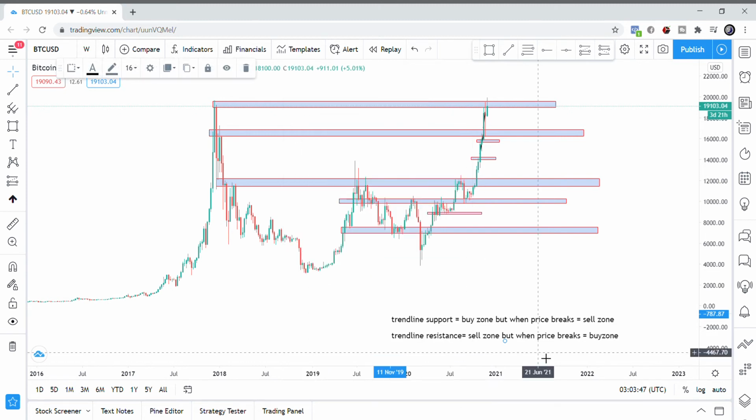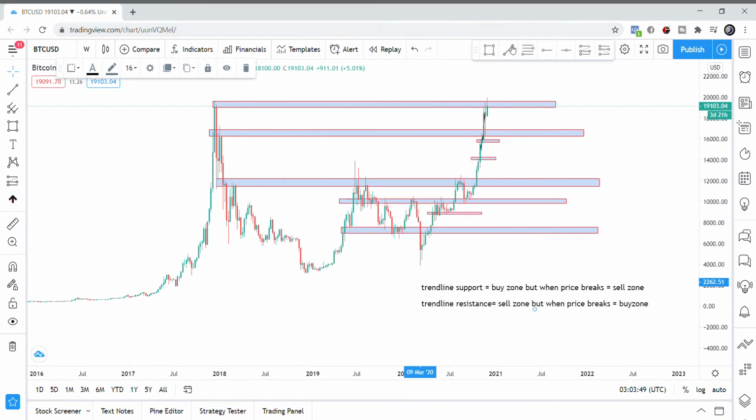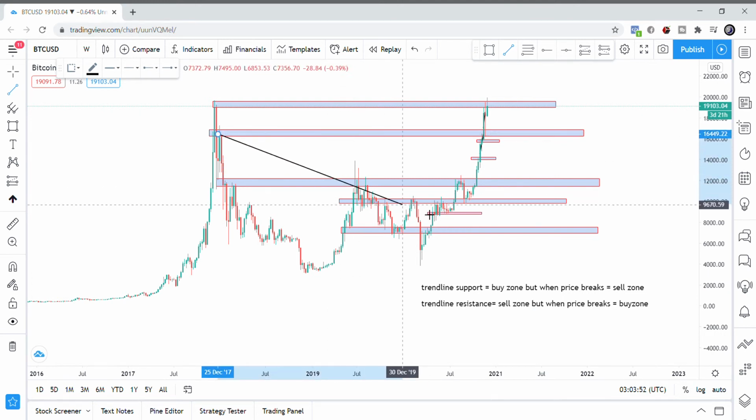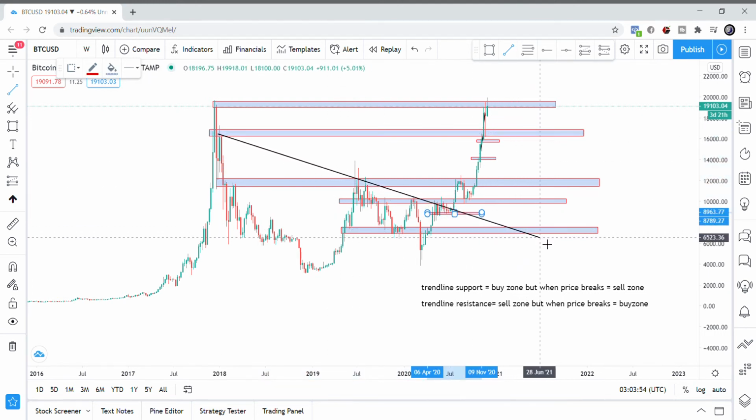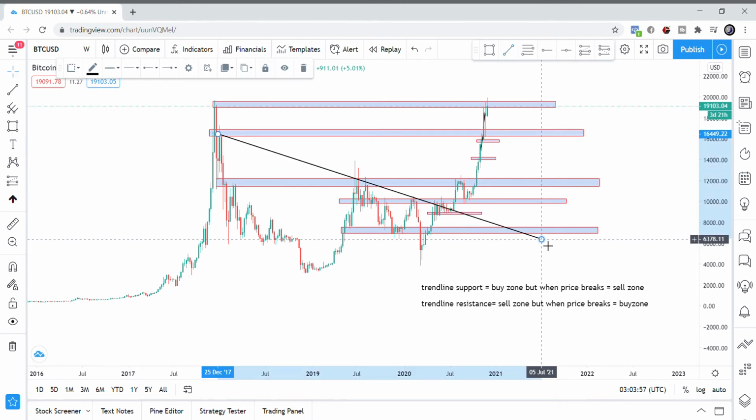So let me give you an example out of this. For example, here, famous Bitcoin trend line. Boom. 1, 2, 3, 4, 5, break, boom. So this means trend line resistance here equals sell zone, eventually breaks out, consolidates for a while, equals buy zone.